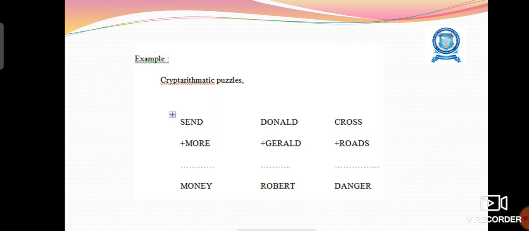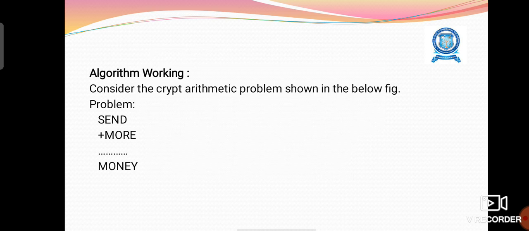So these are the different problems called cryptarithmetic problems. These problems come under the constraint satisfaction problems. Let us see one example: SEND plus MORE equals MONEY.